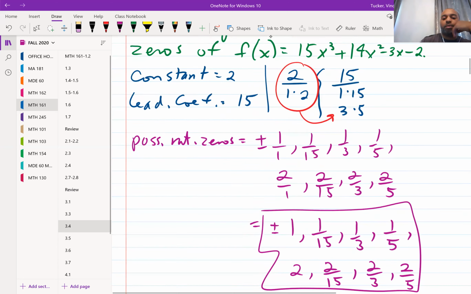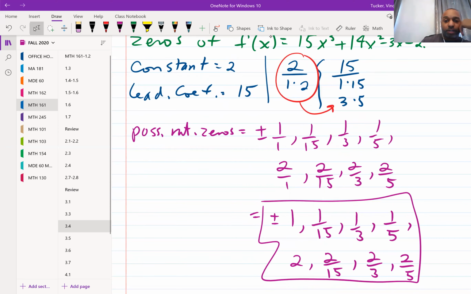And then, of course, you simplify the list. 1 over 1 is just 1. 1 over 15 is the same. 2 over 1 is just 2. So this would be a most simplified list. Now it is possible to have repeated values in certain lists. So, of course, you want to repeat the values. And we'll see that in the next example.